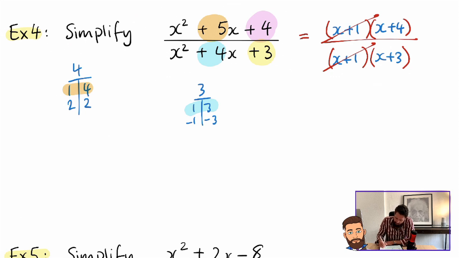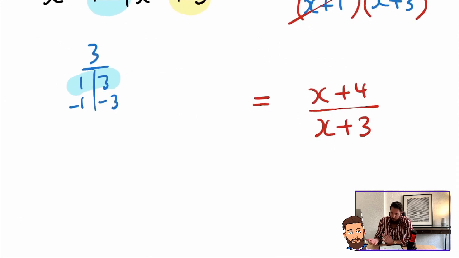What is my final answer? Well, I'm left with x plus 4 on top. Don't need the brackets anymore, because it's not being multiplied by anything. And x plus 3 on the bottom. And we're done. You cannot cancel that x and that x. That does not work, because it's not being multiplied by anything. It's been added to something. So our final answer is x plus 4 over x plus 3.